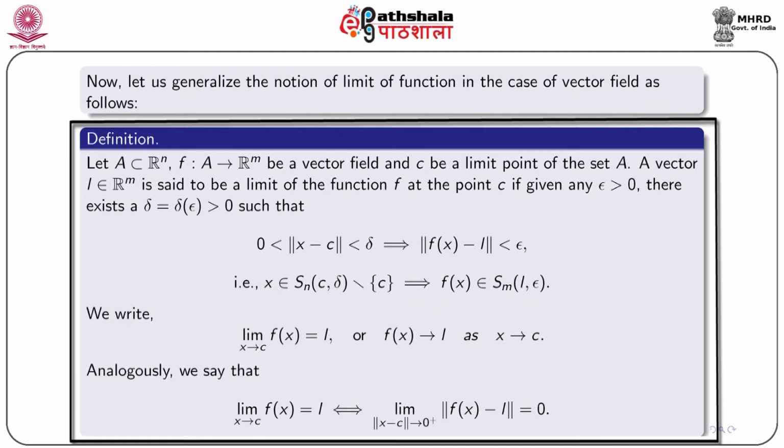Here S_n(c, delta) indicates the sphere is in R^n and S_m indicates that the sphere is in R^m. In such case, we write limit as x tends to c of f(x) equal to L, or f(x) tends to L as x tends to c. Thus, we can say limit as x tends to c of f(x) equals L if and only if limit of norm f(x) minus L equals 0 whenever norm of x minus c approaches 0 from the right.